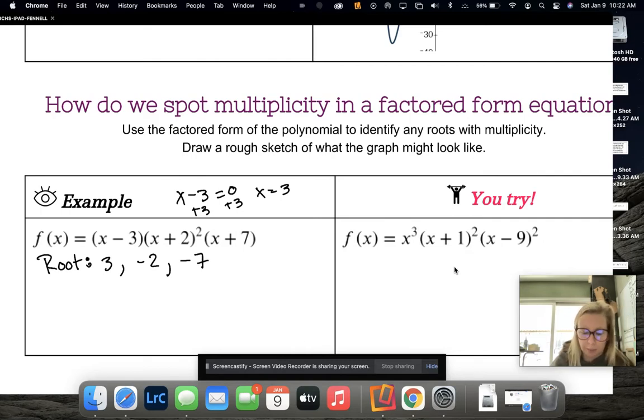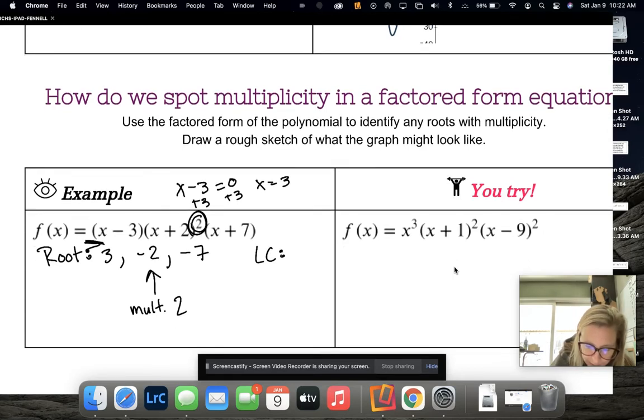Only one of these has a multiplicity, and of course it's -2, and it has a multiplicity of 2, because it's being raised to the power of 2. So that's a bounce point. All right, so before we do a rough sketch, let's identify the leading coefficient. There's a 1 in front of this x, a 1 in front of this x, and a 1 in front of that x, meaning the leading coefficient's just going to be 1. Okay, so that's a positive leading coefficient, which means my right arm is going to face up, right arm up, because I have a positive leading coefficient.